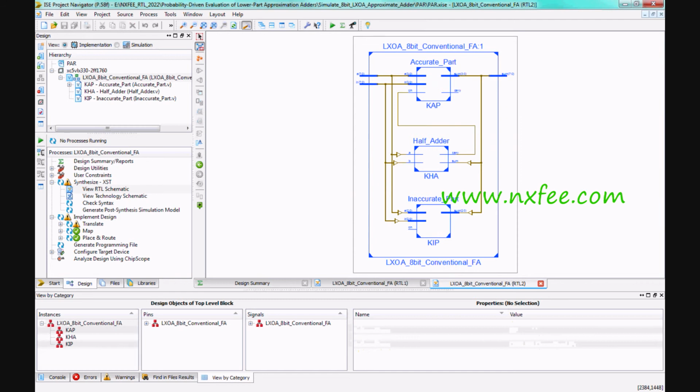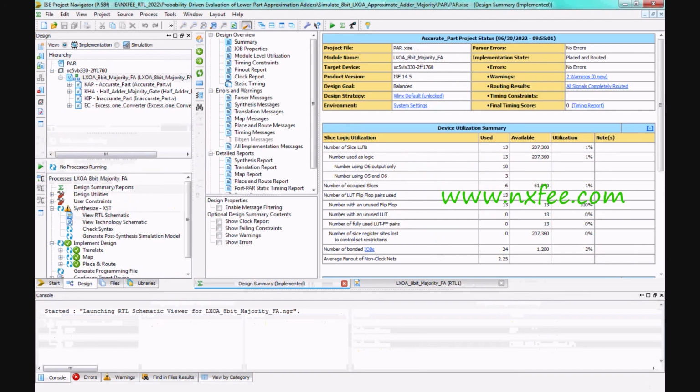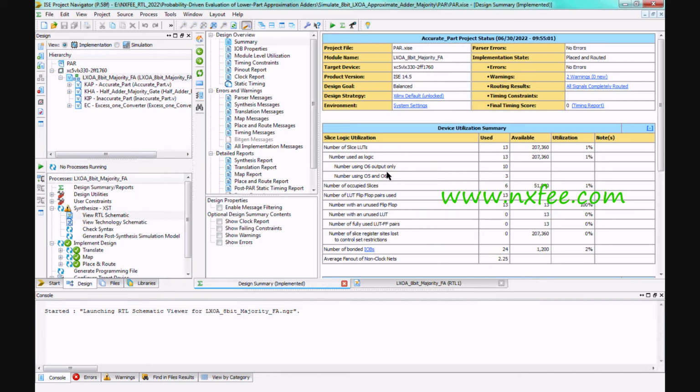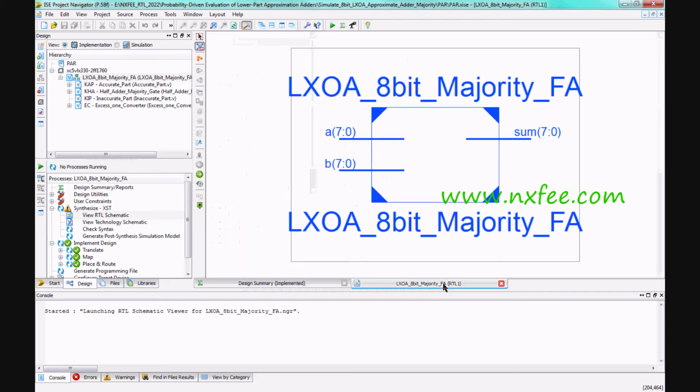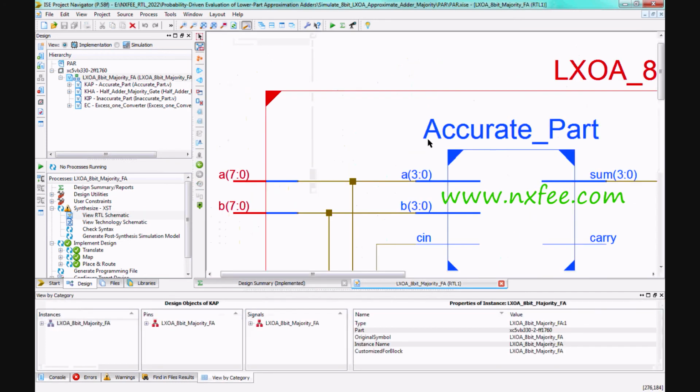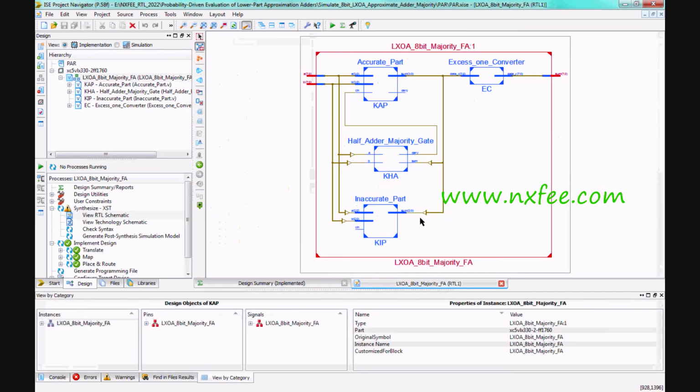Okay, and the next one is the proposed one, designed with a majority gate. Okay, so you can check the number of slice LUTs, number of occupied slices, number of IOB. Okay, and you can check the RTL schematic. So this is the RTL schematic, and you can check the proposed one: accurate part, half adder, majority gate, inaccurate part, and XS1 converter.